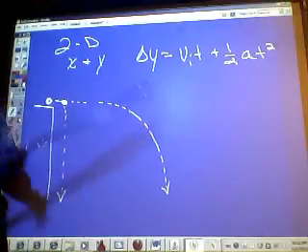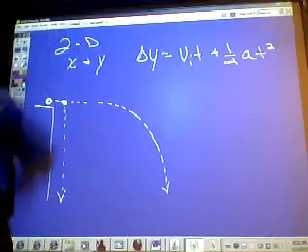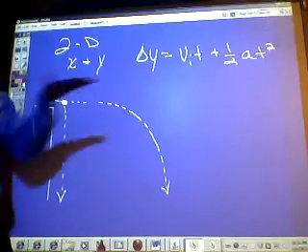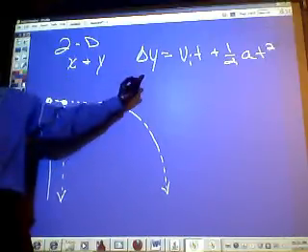The delta y. Which is what? It's height. I'm taking height into account here. If this was delta x, I'd be taking my horizontal distance into account. All I've changed is the variable here.